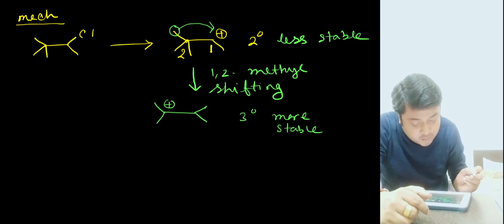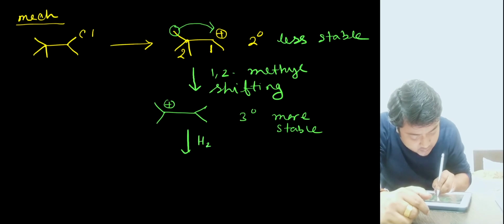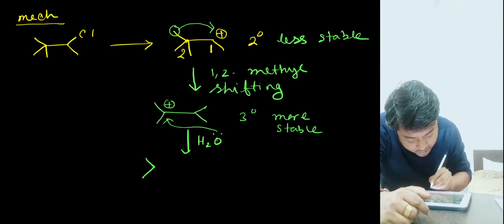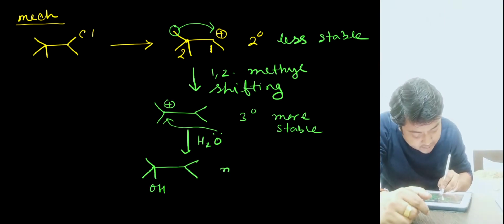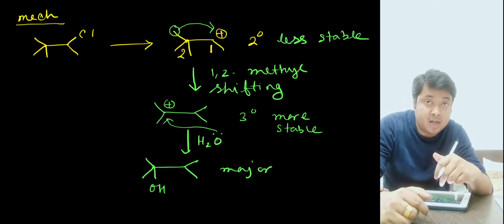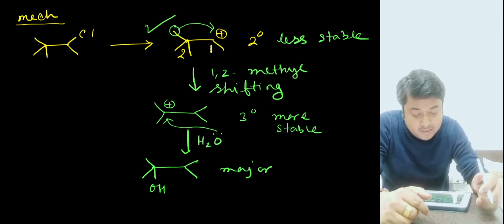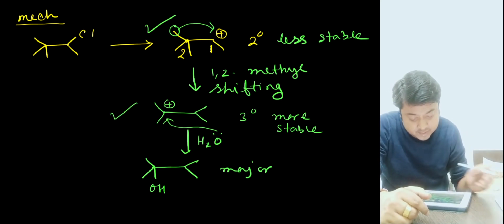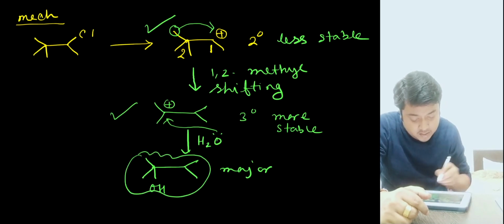A more stable carbocation. Now the nucleophile will attack this carbocation and we will get this product, and this is the major product. I hope you are getting my point. Here previously it was a less stable carbocation. Now I have got a more stable carbocation, and this is our major product, and this is the rearranged SN1 product.